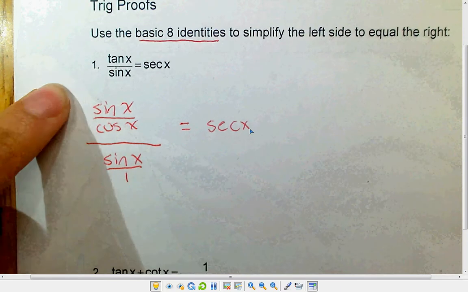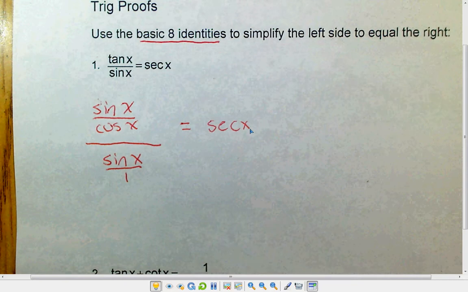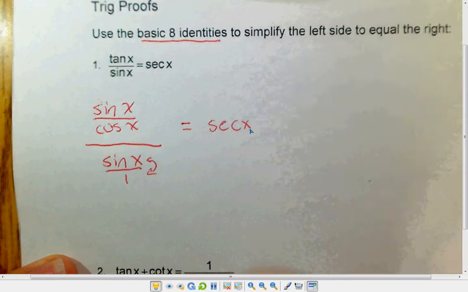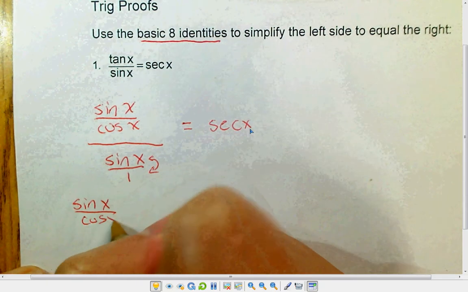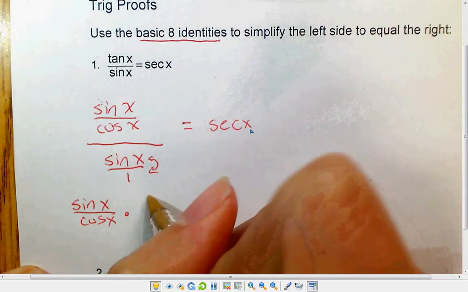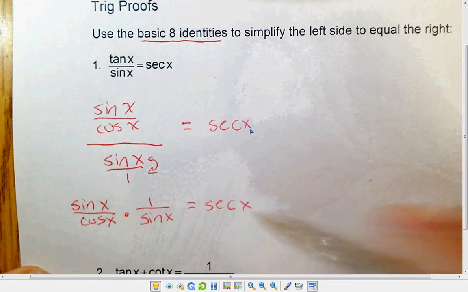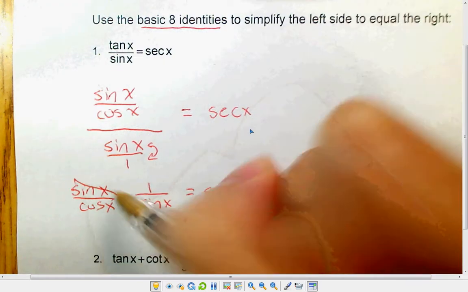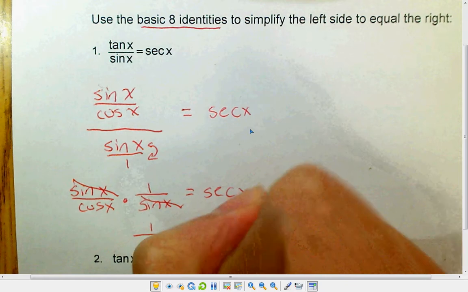Over here, right now I have a fraction divided by another fraction. I know that if I'm dividing by a fraction, it's the same thing as multiplying by its reciprocal. So I'm actually going to flip the bottom fraction. So now this is sine x over cosine x times 1 over sine. Right. So here, now that they're being multiplied, I can see that the sine and the sine cancel each other out. So I'm left with 1 over cosine of x.